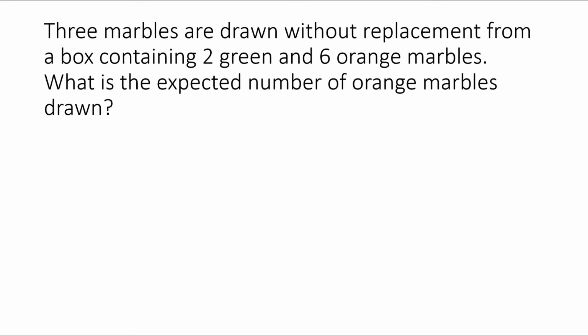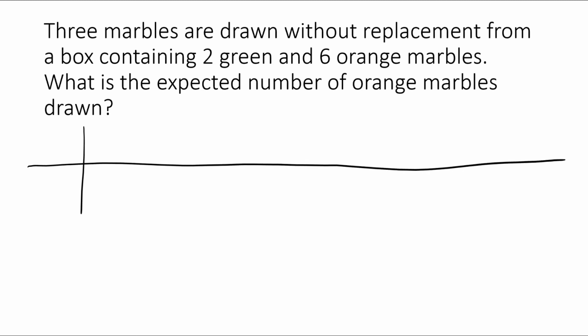So in this example, 3 marbles are drawn without replacement from a box containing 2 green and 6 orange marbles. What is the expected number of orange marbles drawn? All right, so let's once again set up our expected value table. So we'll have our x's and our p's. We're drawing three marbles, and we want to know the expected number of orange marbles drawn. So the outcomes are there could be 3 orange marbles drawn, or 2, or 1, or 0. Those are the only outcomes.